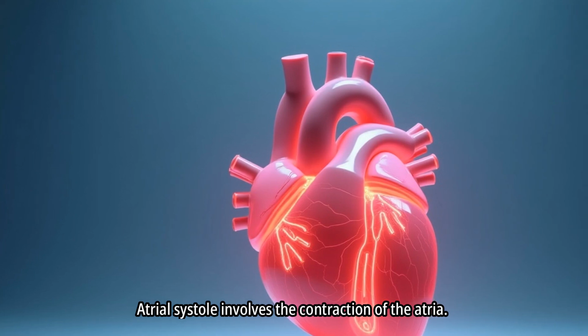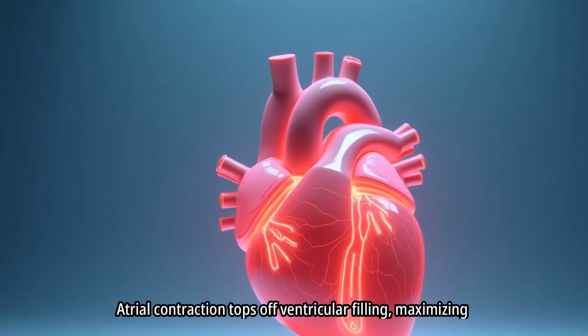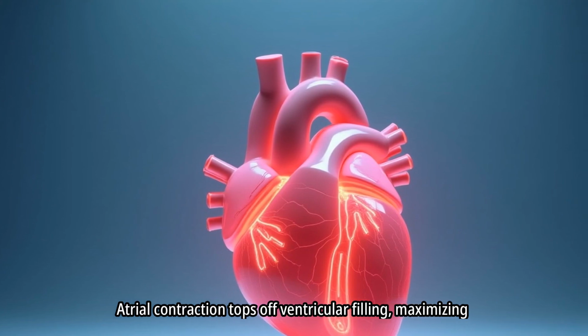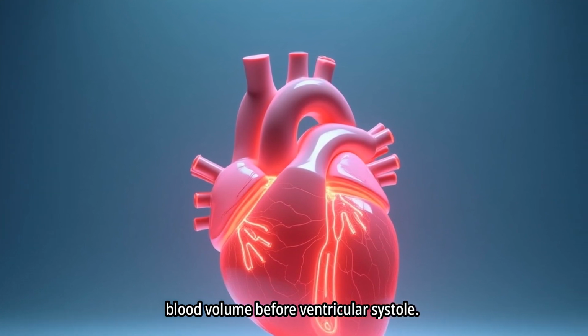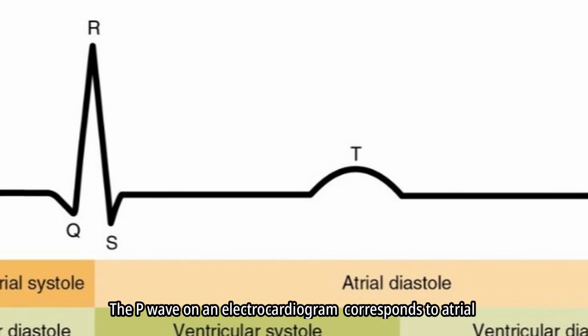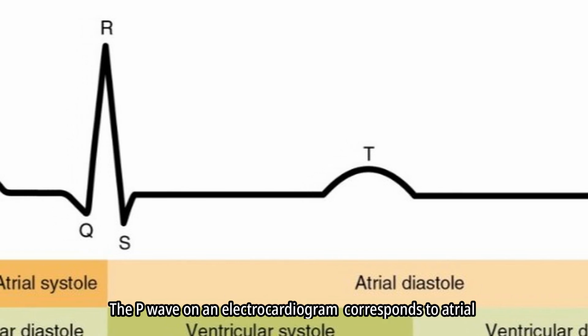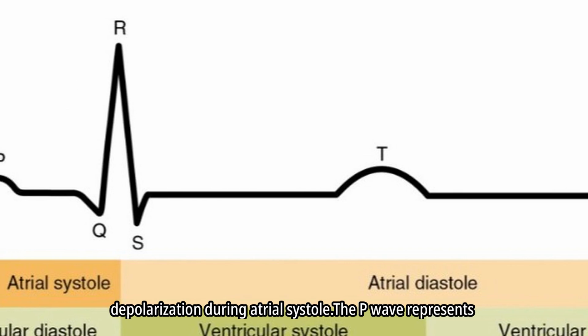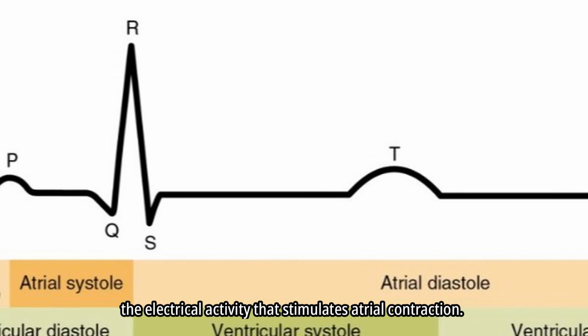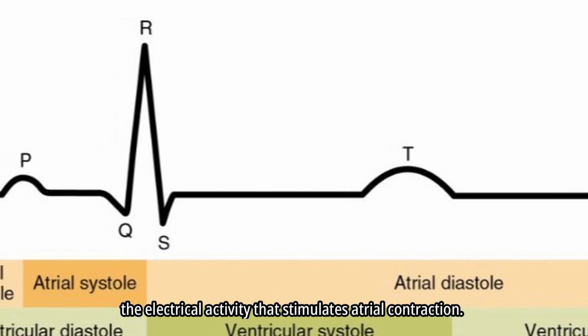Atrial systole involves the contraction of the atria. Atrial contraction tops off ventricular filling, maximizing blood volume before ventricular systole. The P wave on an electrocardiogram corresponds to atrial depolarization during atrial systole. The P wave represents the electrical activity that stimulates atrial contraction.